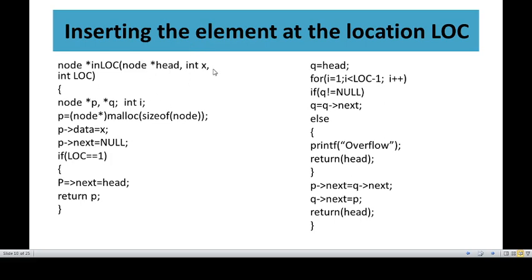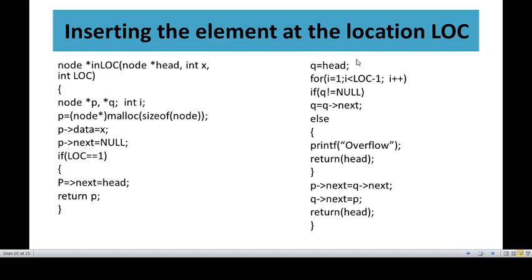So node pointer here, int x and int location. Here we will use node p, q and int i. First allocate the memory for the new node. This is the same for all. Allocate the memory for this new one, then use the data, and next part is next. If your location equals to 1, then use the logic of how to insert the element at the beginning. So assign this head to p's next and return p.